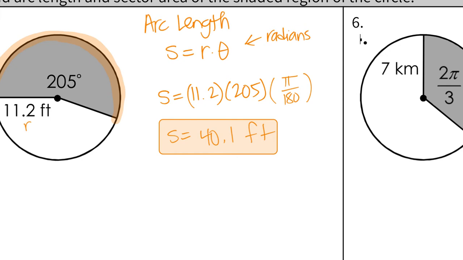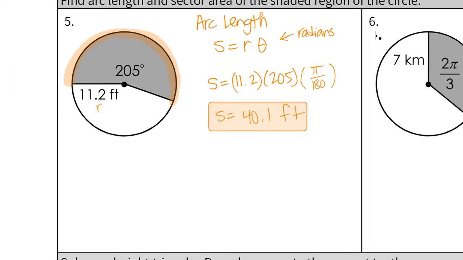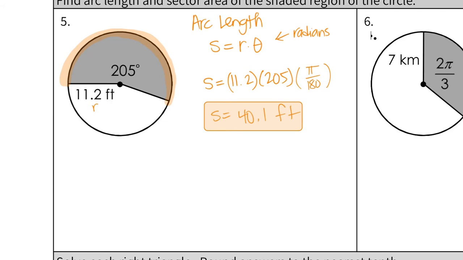Okay, now let's also look for sector area. Again, it's like area of a circle, only we're not finding the entire area. We're only looking at the shaded in region, so a little bit more than half the circle. For sector area we use a capital A. The formula for that is 1/2 radius squared times theta. Again, that angle needs to be in radians, so we're going to have to throw in our conversion factor here.